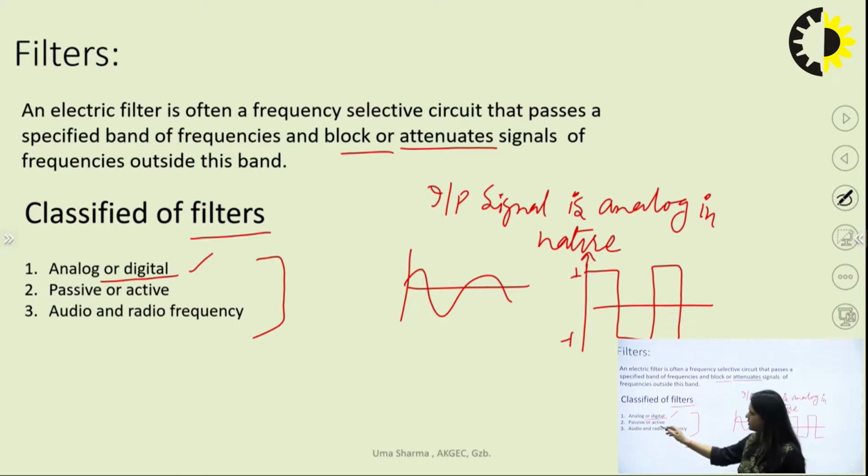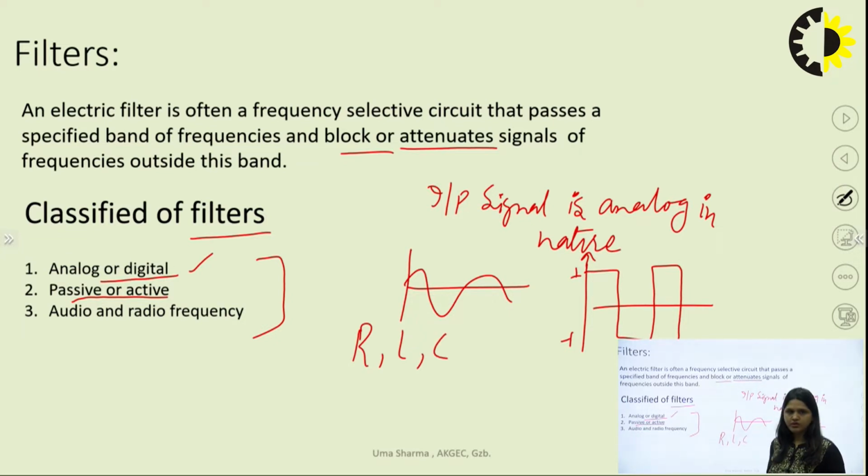Similarly, depending on the components used for designing the filter, we can classify the filter into two categories, passive and active. If we use only passive components, commonly used passive components are R, L and C, in the designing of the filter, then the filter is known as passive filter. If we use an active element along with these passive elements for designing the filter, then the filter is known as active filter.